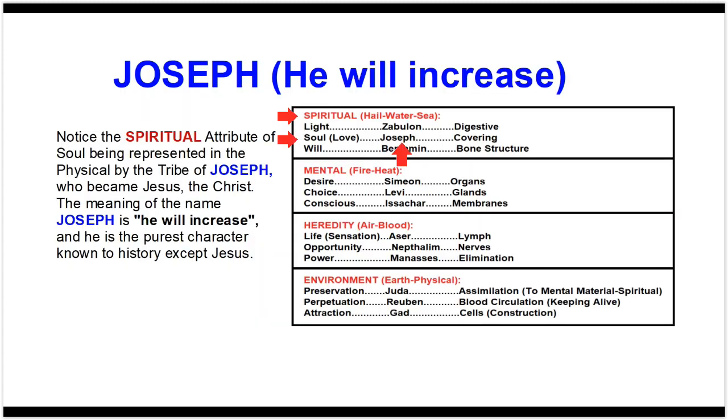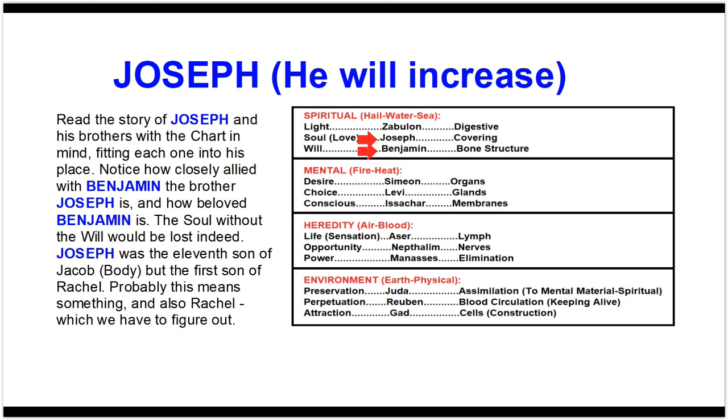Notice the spiritual attribute of soul being represented in the physical by the tribe of Joseph, who became Jesus, the Christ. The meaning of the name Joseph is "he will increase," and he is the purest character known to history except Jesus.